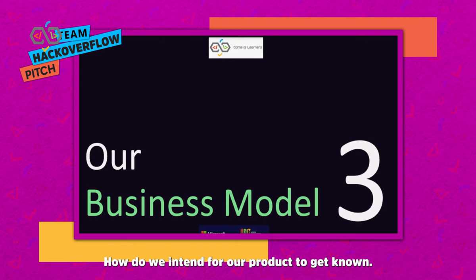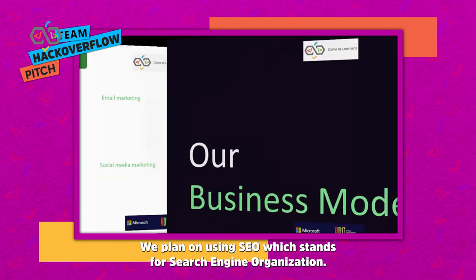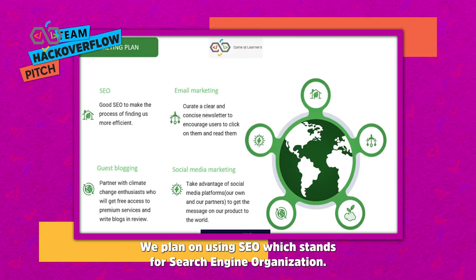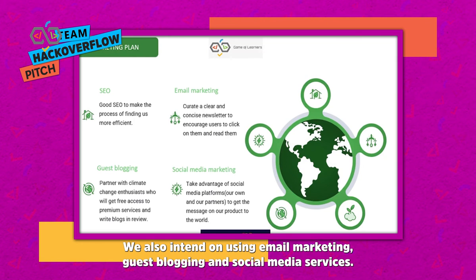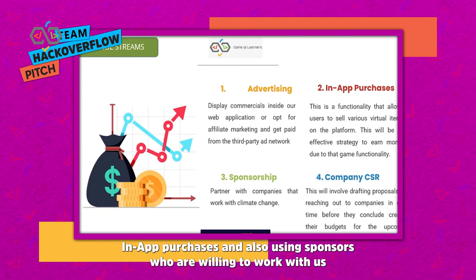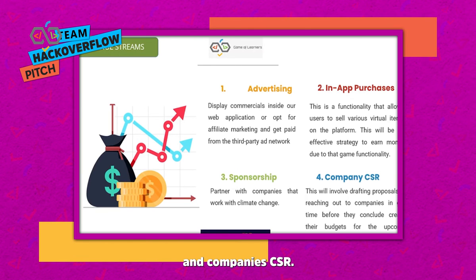How do we intend our product to get known? We plan on using SEO, which stands for Search Engine Optimization. We also intend on using email marketing, guest blogging, and social media services. How do we intend on earning an income or revenue? We intend on earning revenue by advertising, using in-app purchases, and also through sponsorship of people who are willing to work with us, and company CSR.